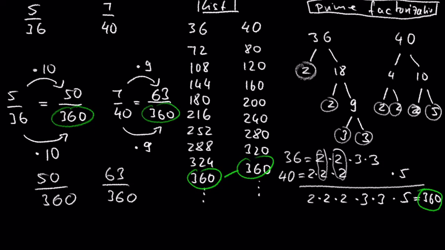Once you find the least common denominator, just add the numerators and keep the denominator as it is. Simplify it if required.